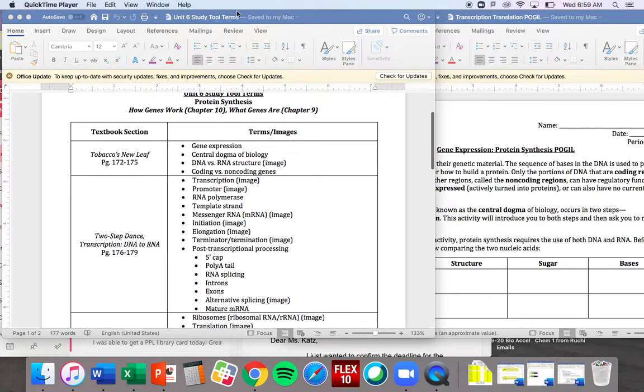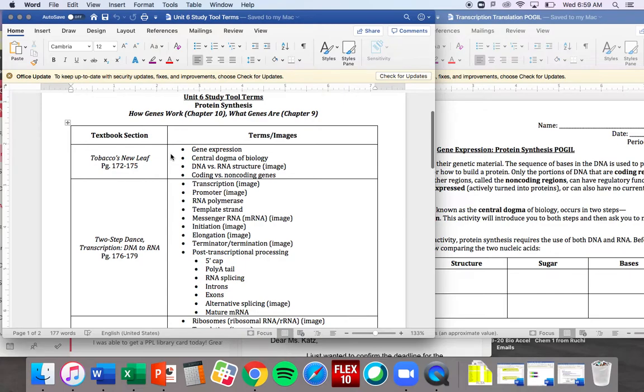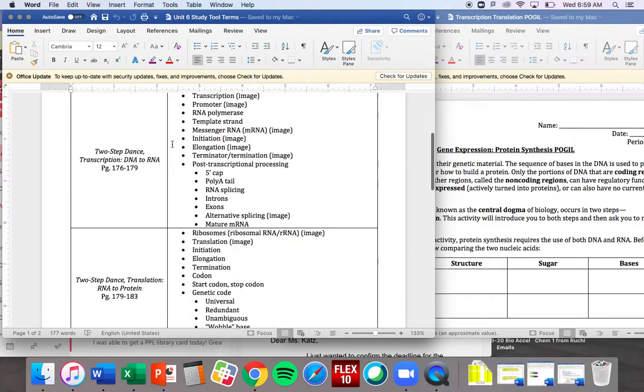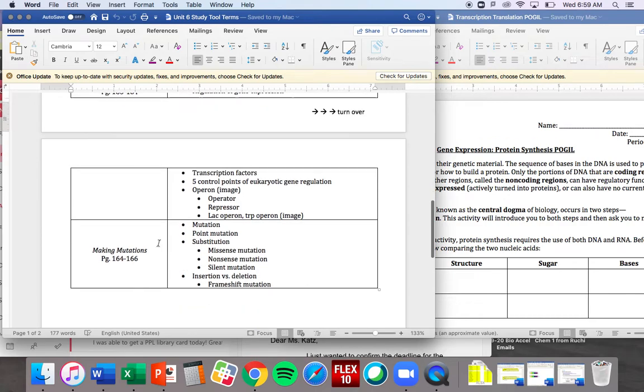So I have the study tool terms up over here on my screen, and I just want to take some time to walk through some of the things we've talked about so far and make sure we're all on the same page. So in regards to things we've covered so far, these first three sections, we've only covered part of this tweaking gene expression section, so I would say you might want to save that section till after spring break when we actually cover that. But as of yesterday, we have also completed this last section, making mutations.